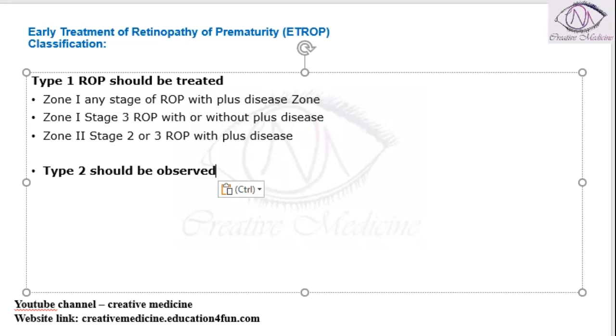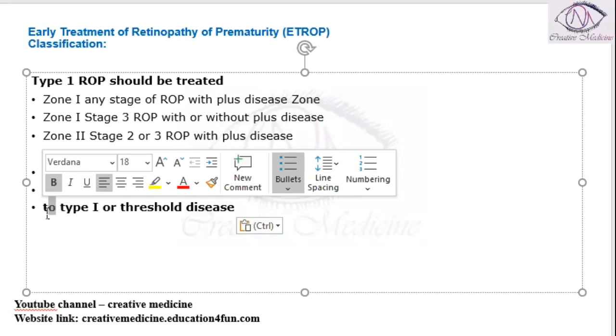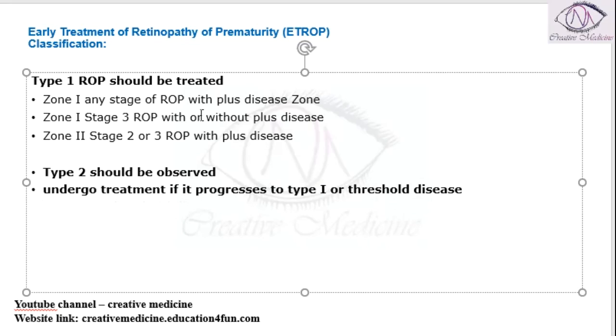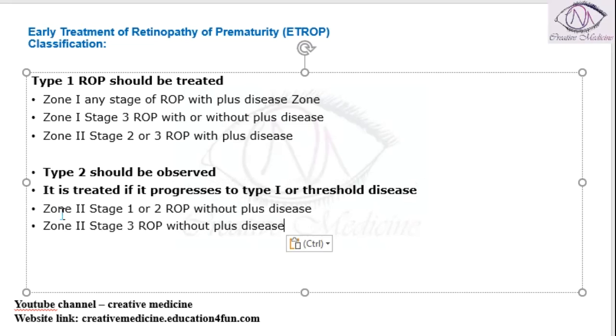Type 2 retinopathy of prematurity should be observed, and it is treated only if it progresses to type 1 or threshold disease. So what is type 2 actually? Type 2 is of two types again. It is zone 2 stage 1 or stage 2 retinopathy of prematurity without plus disease, and zone 2 stage 3 retinopathy of prematurity without plus disease. That is type 2.